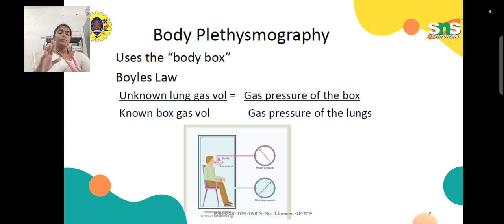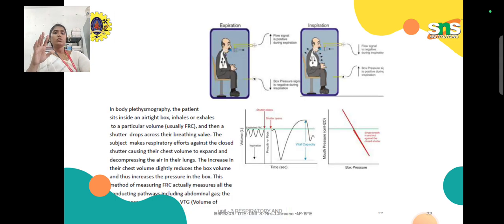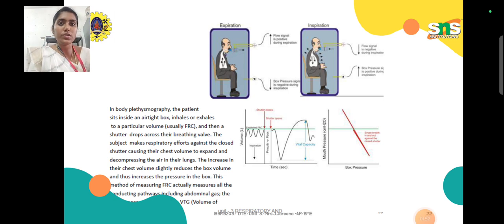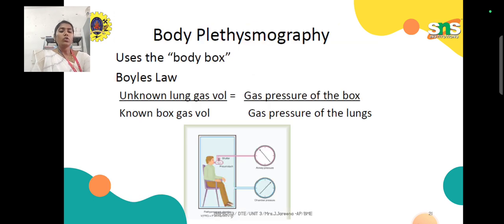Okay, so see the picture. We have two types of difference here. We are going to see the difference in this experiment at the time of expiration and inspiration. So inside a closed compartment, the patient is sitting. You have two pressure gauges. One is to measure the airway pressure, which is connected to the mouth of the patient. The second one is to measure the box pressure, which is connected to the box.